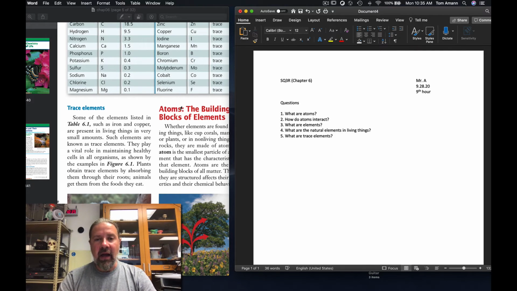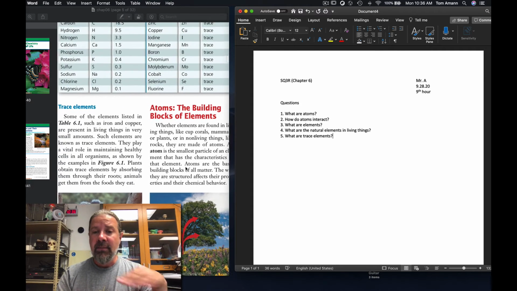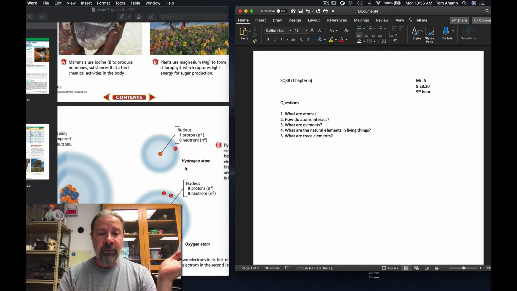So, as you can see, I'm systematically going through and pulling all those big headings and subheadings and vocab terms and turning them into questions. The next one in red, atoms, the building blocks of elements. So I have that, and I have the word atom here, but I already asked that in 1, so I can bypass it because I know I'm going to hit that information.